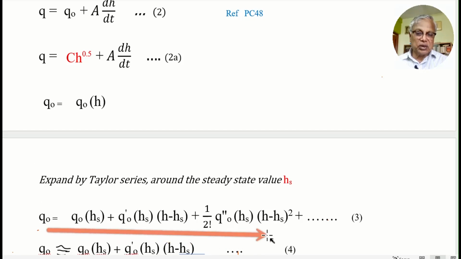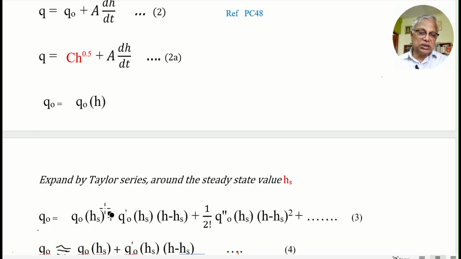Q naught equal to Q naught at h's. So this means Q naught evaluated at h's. Then the first derivative, Q naught prime, evaluated at h's, multiplied by the deviation h minus h's. Then 1 by 2 factorial, the second derivative, Q naught double prime, evaluated at h's, multiplied by the deviation squared, and so on.